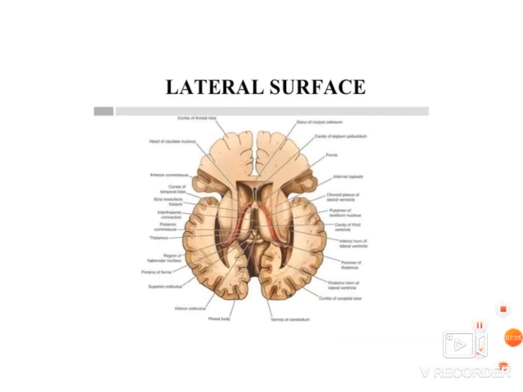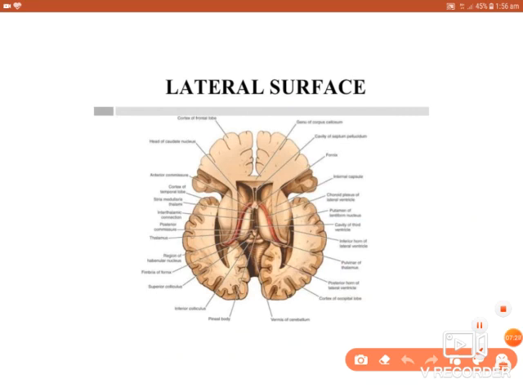Then this is the frontal view. We have taken a coronal section of the brain, showing superiorly, inferiorly, laterally, and this is the thalamus medially. Okay, each half of the cerebral hemisphere.